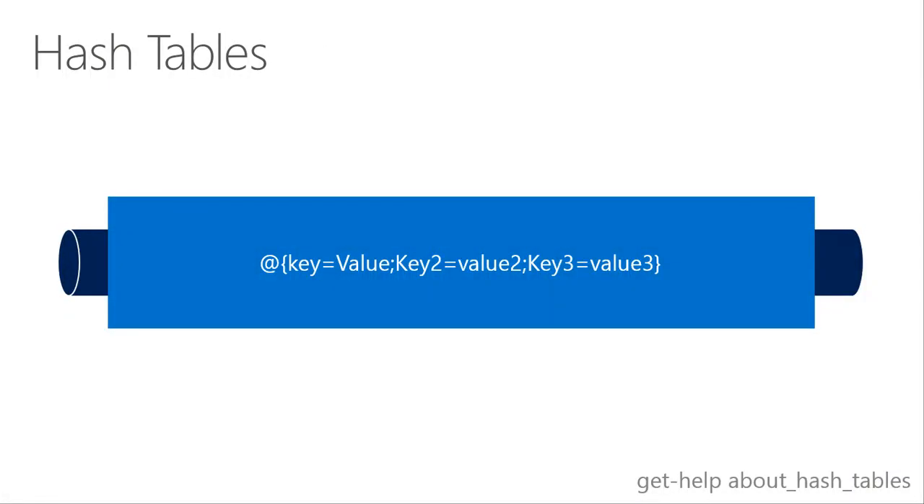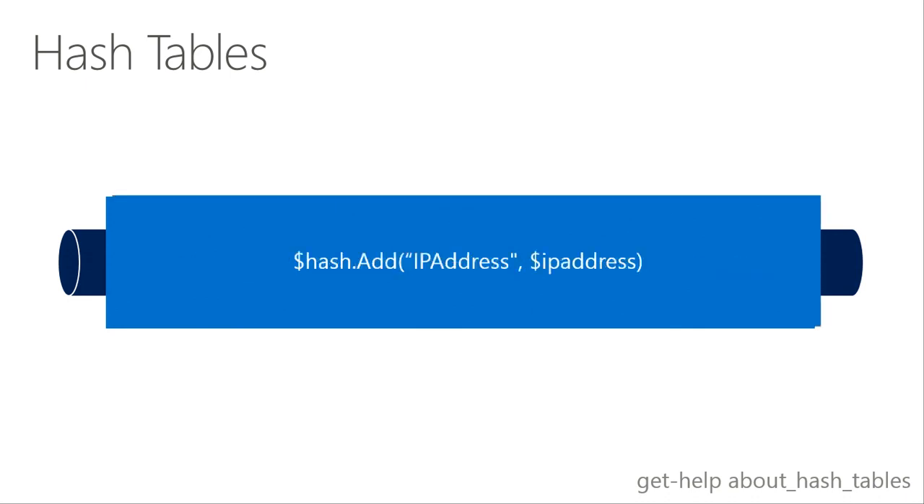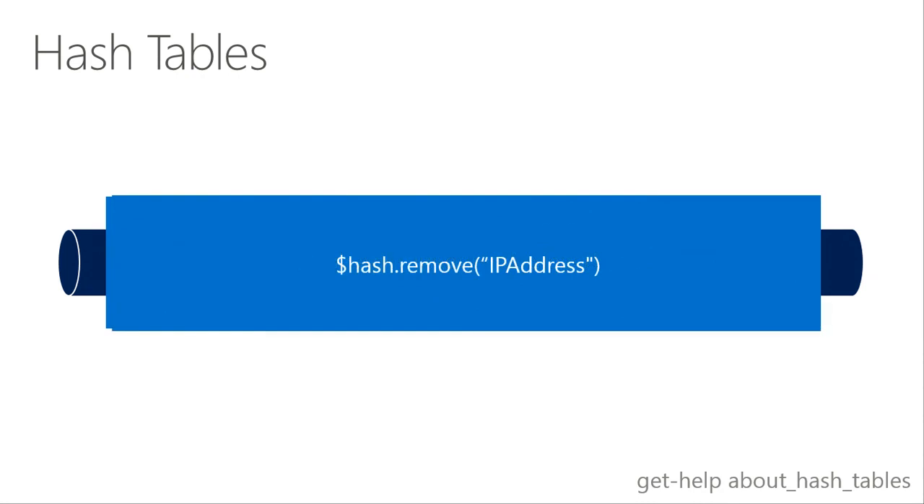You'll also see some hash tables. Hash tables are another thing you'll see, and they're always keys and values. Hash tables are used a bit inside Lync. To create a hash table, normally we would use the @ and the squiggly brackets. And we can do things like create a computer name, localhost, and give it a model, Surface. We could add extra parts to the hash table, so IP address, and we can remove them as well.